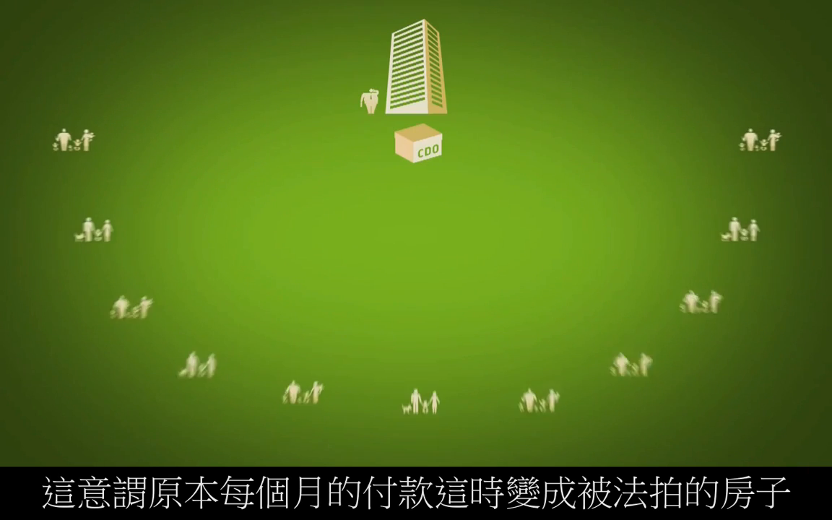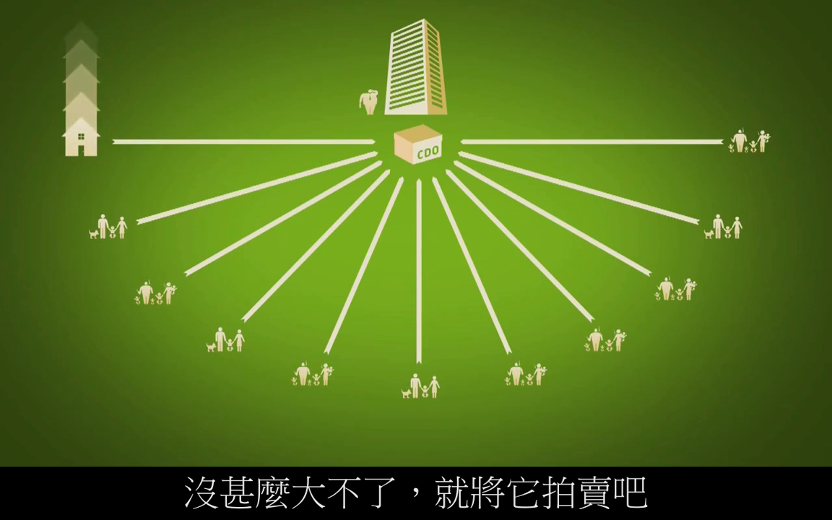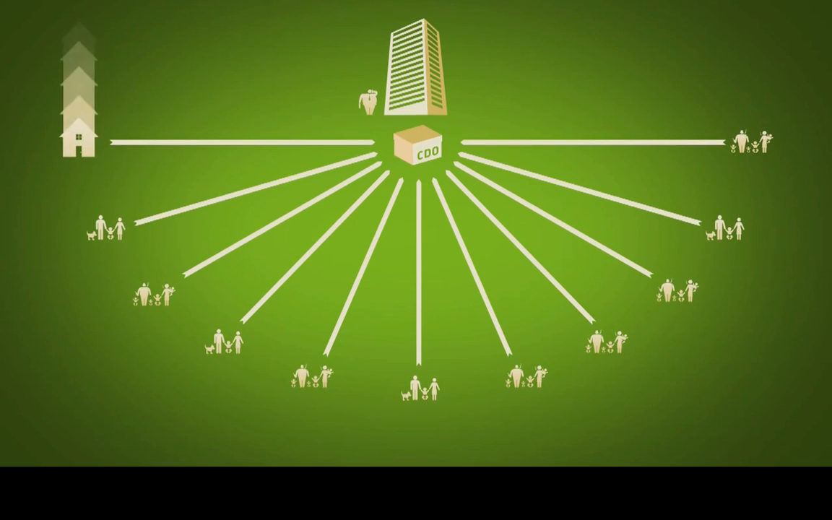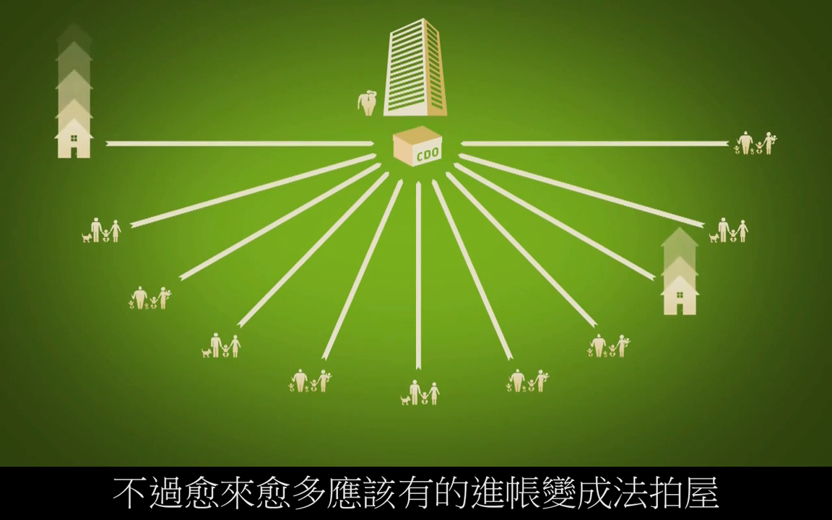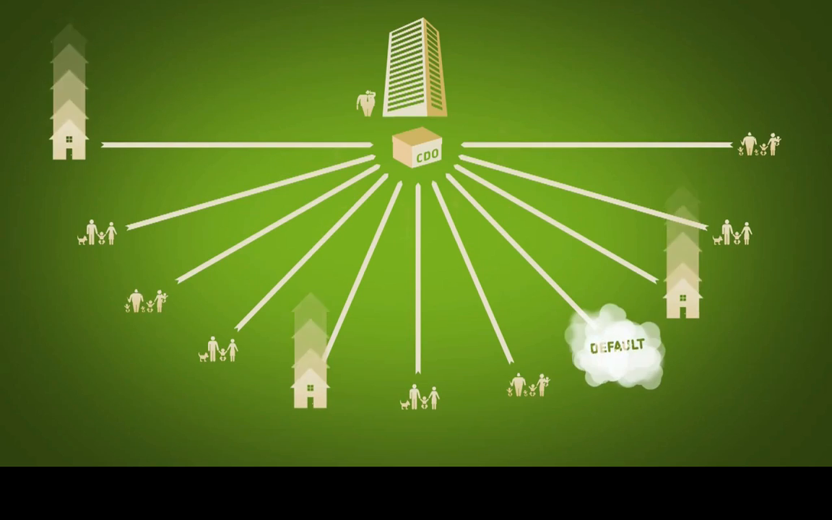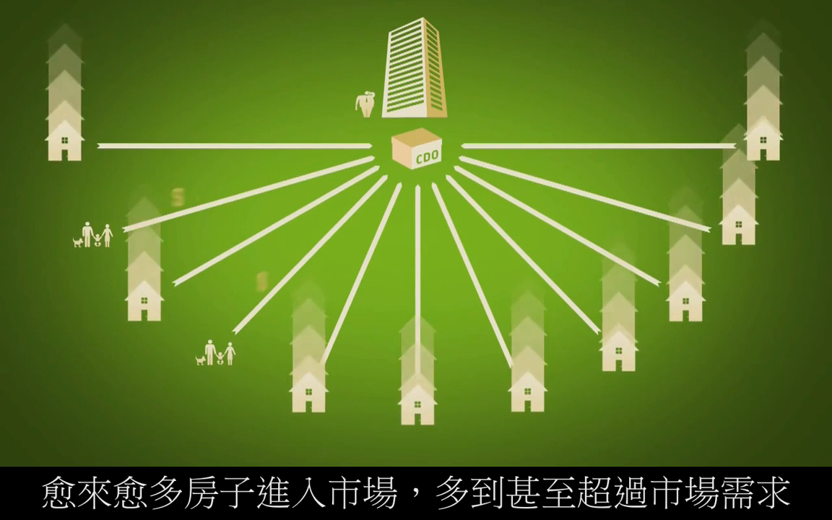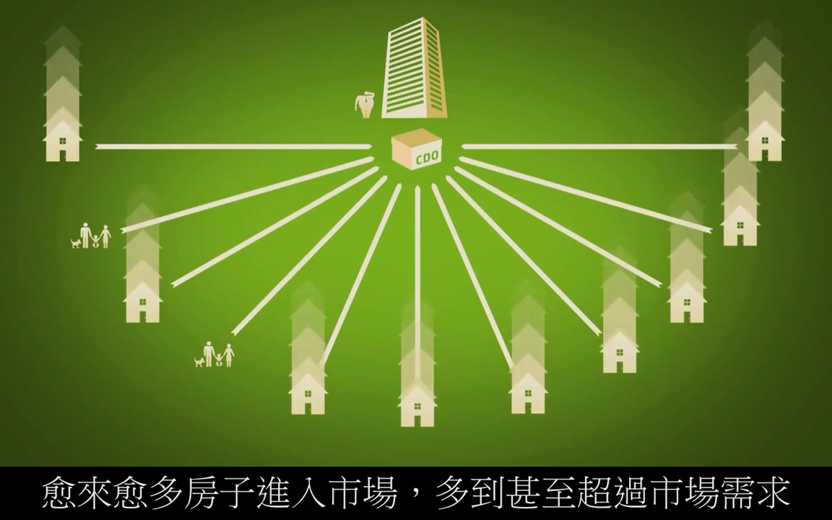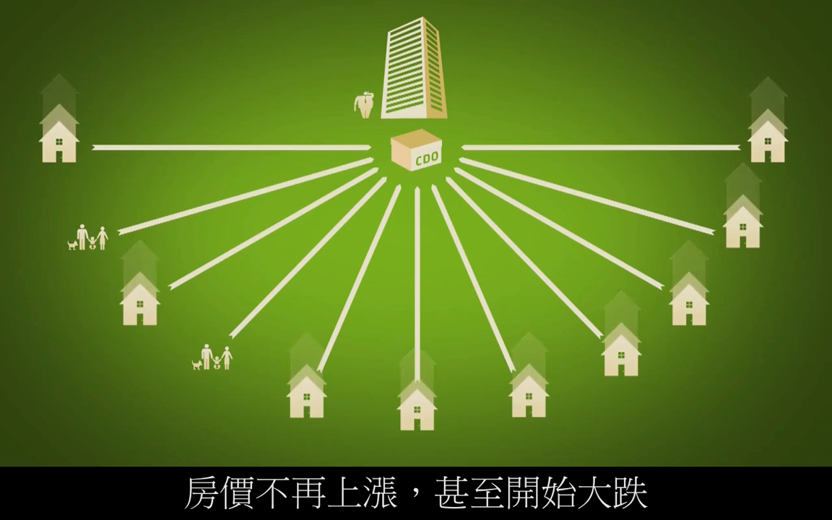This means he forecloses and one of his monthly payments turns into a house. No big deal. He puts it up for sale. But more and more of his monthly payments turn into houses. Now there are so many houses for sale on the market, creating more supply than there is demand, and housing prices aren't rising anymore. In fact, they plummet.